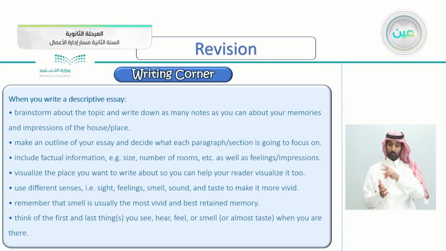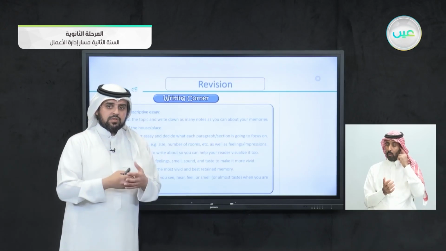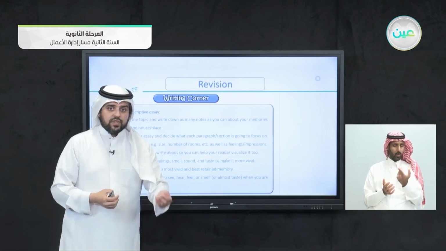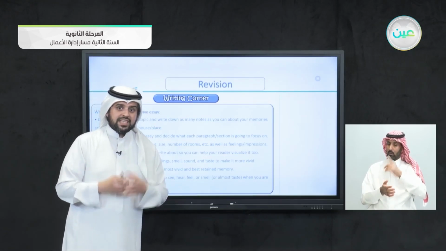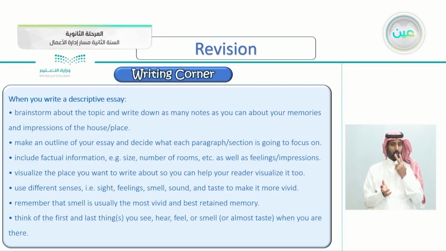Use different senses, as in the senses of sight, feeling, smell, sound, and taste, to make your writing more vivid and more clear. Try to depend on senses. What you hear when you describe this house, what you smell, what you see, what you feel, what you touch. Once you are at this house, what can you feel, see, smell, and so on. So you can make the writing more vivid and more clear for the reader.